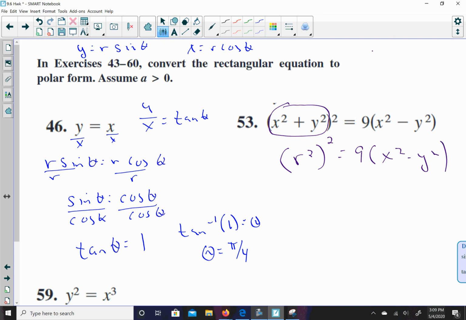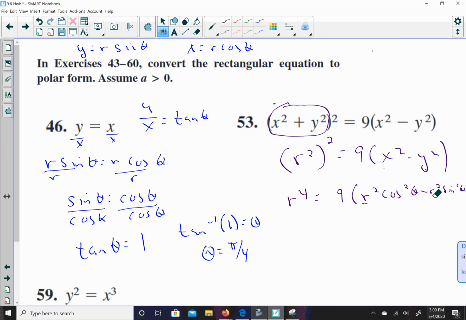Now I'm going to go ahead and change these two. They're not plus, so I can't make them r squared. Whenever I take a square to the square, this will be r to the fourth is equal to 9. And then this will be r squared cosine squared theta minus r squared sine squared theta.